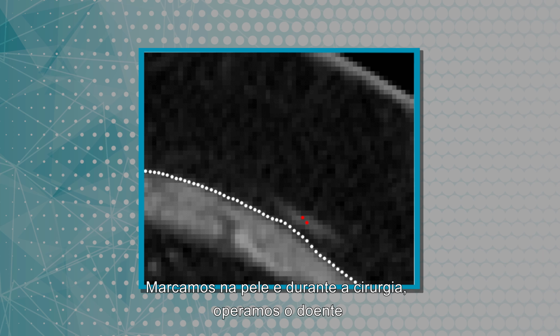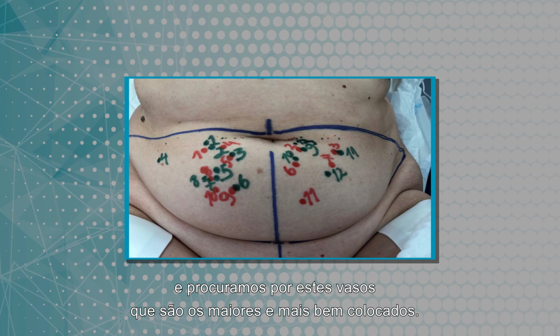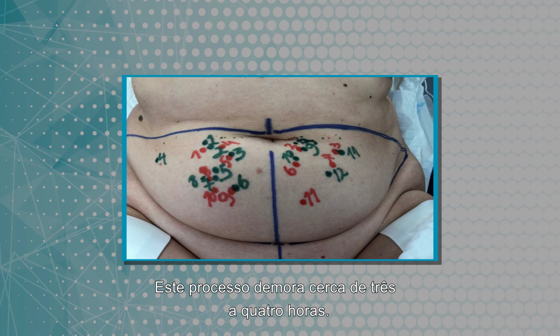So we mark it on the skin, and during surgery, we operate on the patients and we go for these vessels that are the larger ones and the better placed ones. This process takes about 3 or 4 hours.